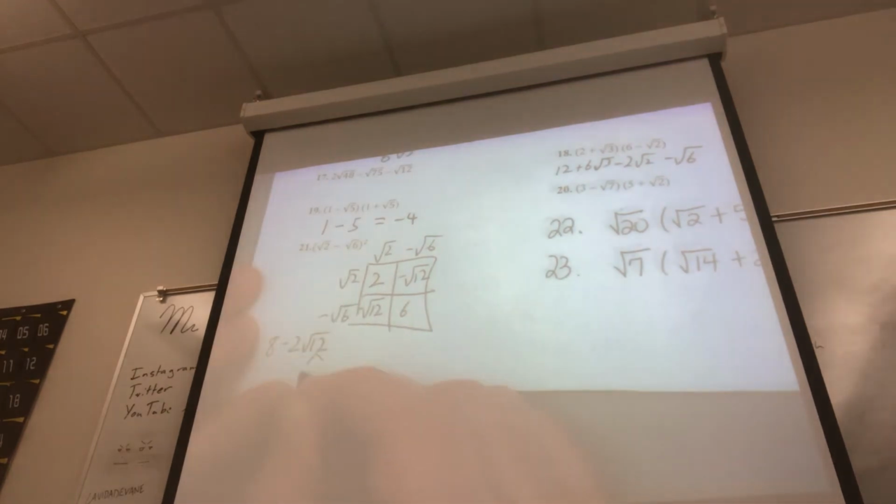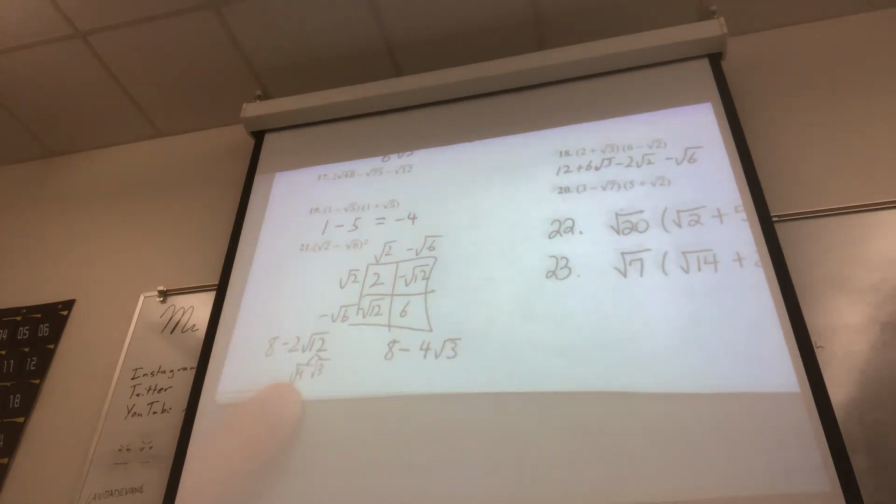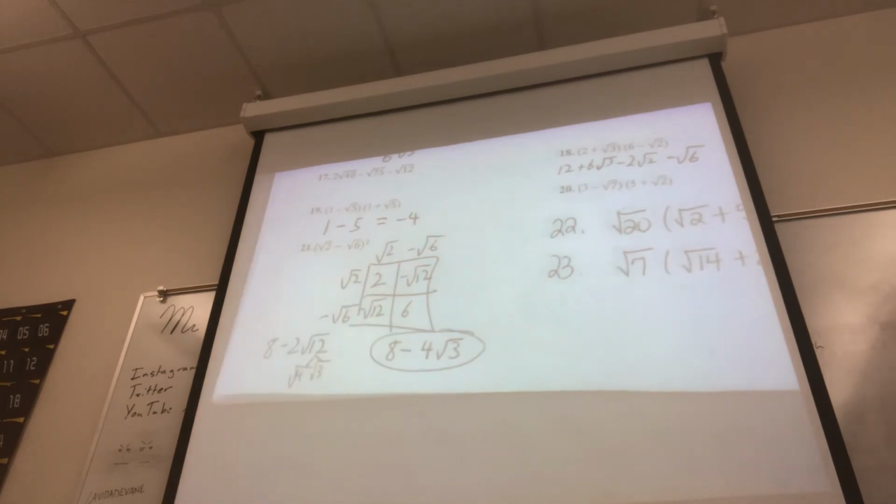12, you can take a 4 out of that. So the square root of 4 is just 2. So this is going to be 8 minus 4 square root of 3. Okay? This is still under the square root, but the square root of 4 is 2. That 2 moves to the outside where we already had a 2, and 2 times 2 is 4. So this is my final answer there for number 21. 8 minus 4 square root of 3.